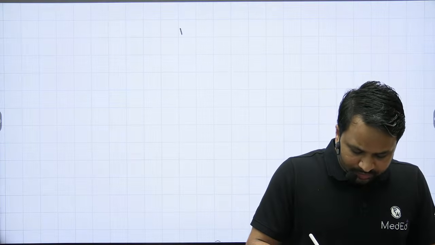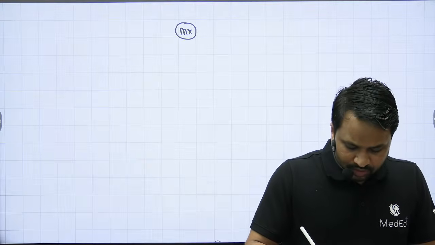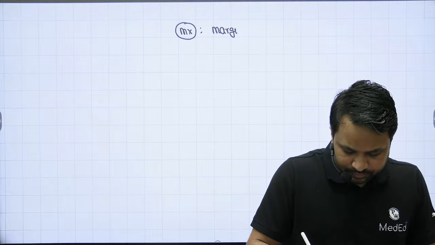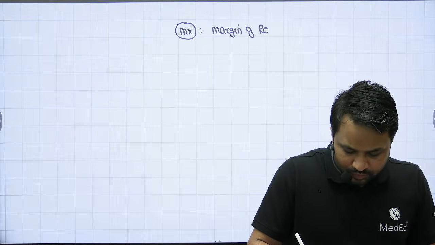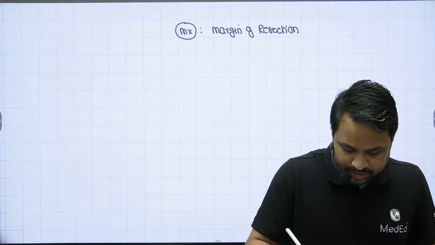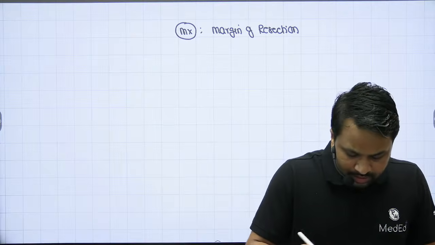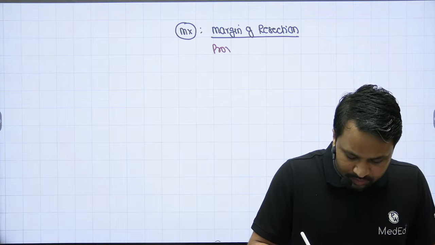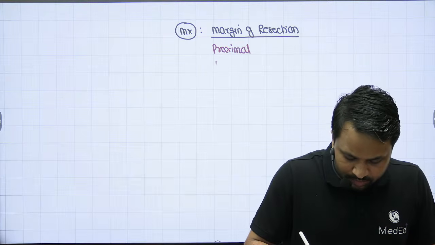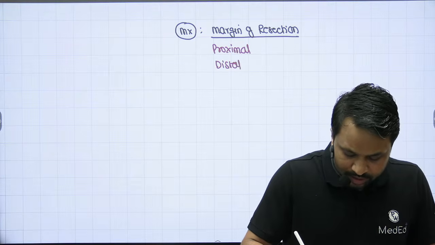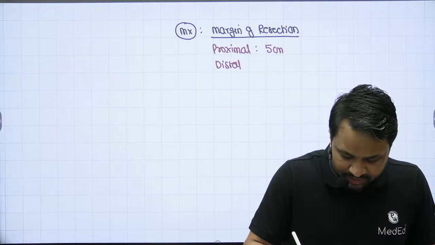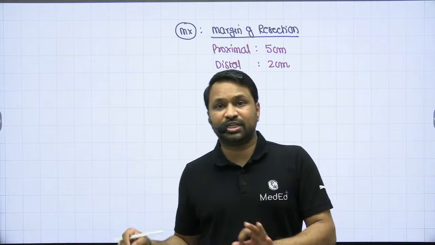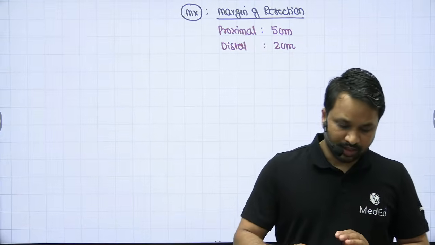Now, in terms of management of the rectal cancer, we need to follow something called the margin of resection. What is the margin of resection that you will follow in rectal cancers? There are two margins that you have to obey. One is your proximal margin, another one is your distal margin. The proximal margin is going to be 5 centimeters and the distal margin is going to be 2 centimeters from the tumor to achieve an adequate resection.